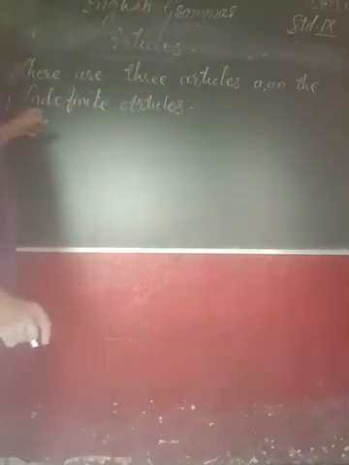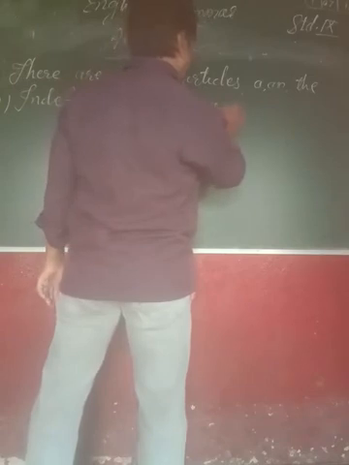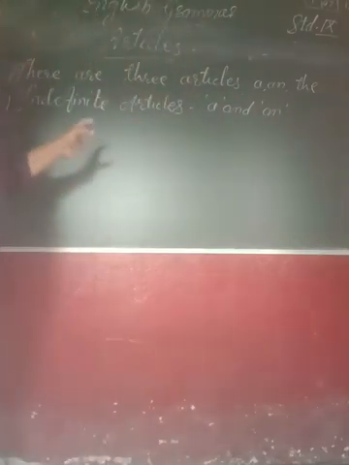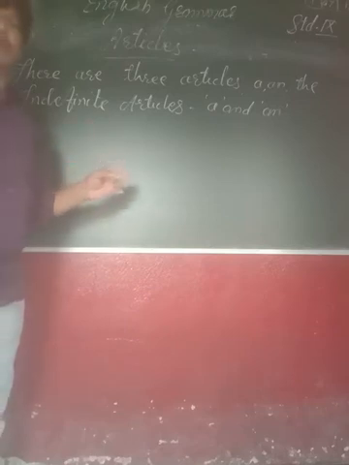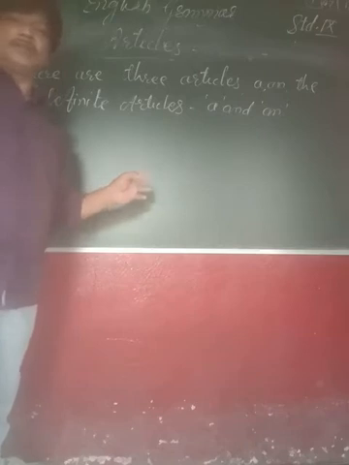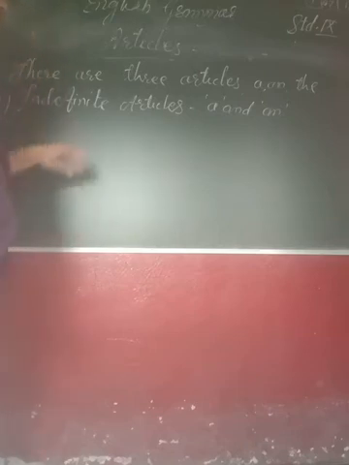So one kind is indefinite articles, and the indefinite articles are a and an. Why are they called indefinite articles? Because they do not denote any definite things, definite nouns. So they are called indefinite articles. Now their uses. First of all, we are going to see the use of a.